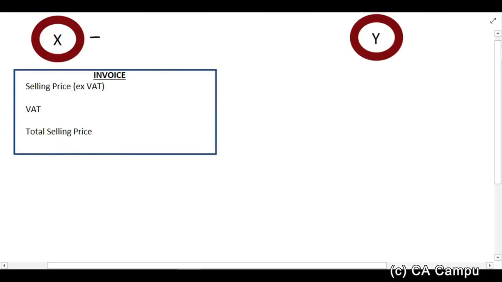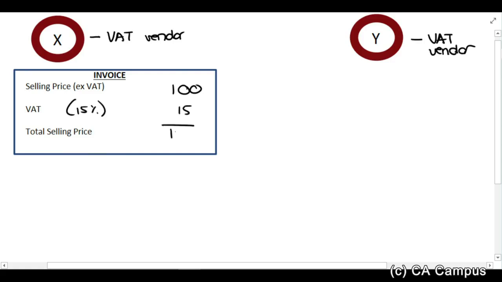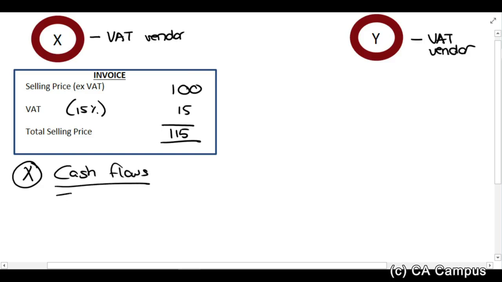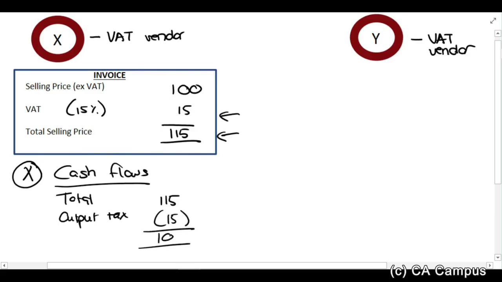Okay, so now we have X again. It's a VAT vendor. Y in this case is also a VAT vendor. So 100 rands, VAT 15, total 115. Okay, here we go. X, again, cash flows. The total that they receive is that 115. The output tax that they have to pay across to SARS as a VAT vendor is that 15. So it's a cash outflow. So they make 100 rands.